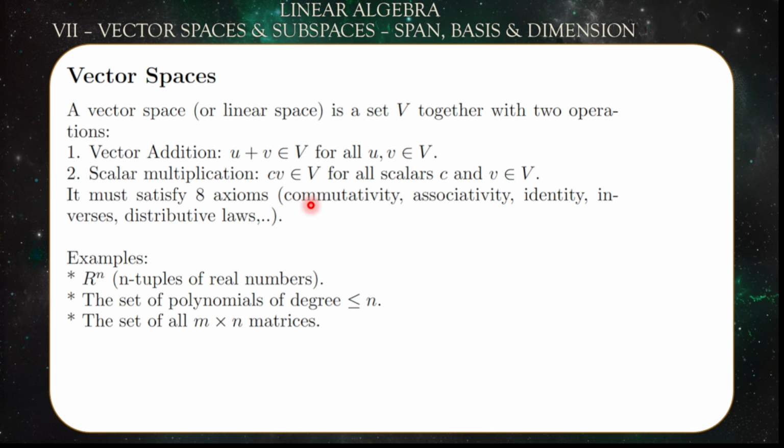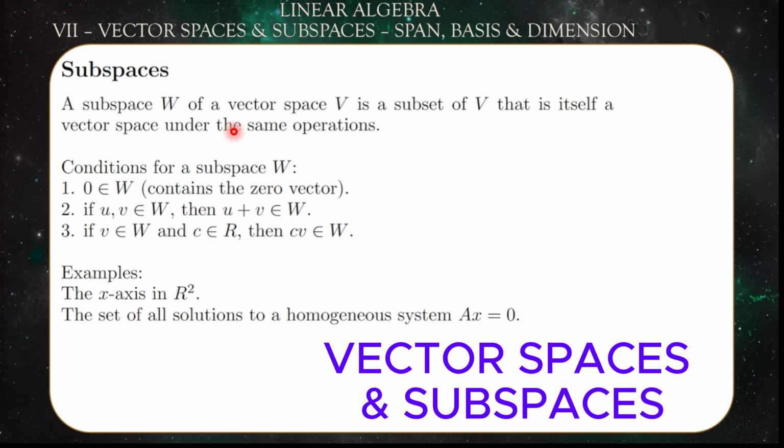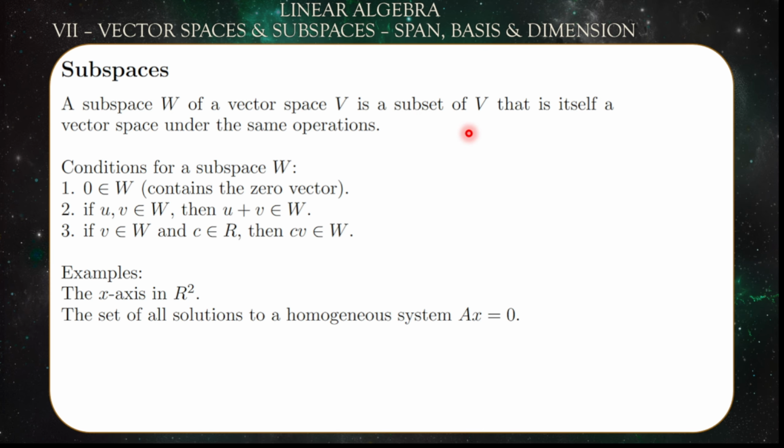Now, it must satisfy 8 axioms as we've mentioned before: commutativity, associativity, identity, inverses, distributive laws, etc. Examples: Rn, the n-tuples of real numbers, the set of polynomials of degree less than or equal to n, and the set of all m times n matrices. Subspaces: a subspace W of a vector space V is a subset of V that is itself a vector space, but it is a part of a bigger vector space, which is V. Okay? And it's governed by the same operations.